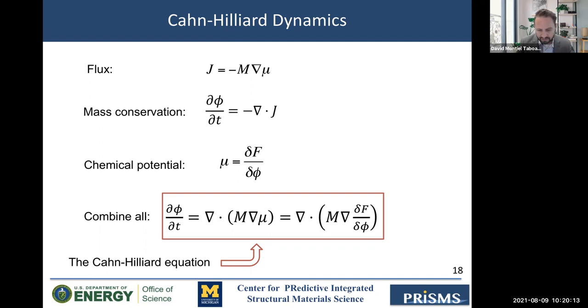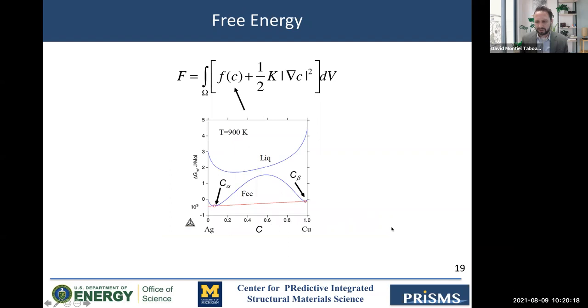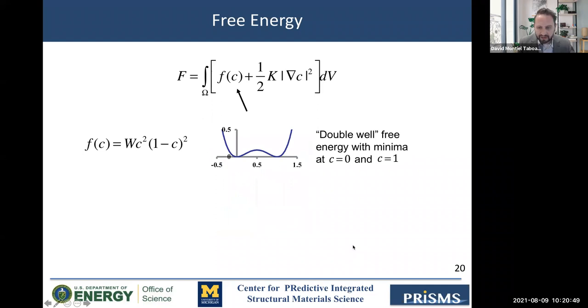The simplest approximation for the free energy of the system contains two terms. The first one considers the energy from a homogeneous phase as a function of concentration, and you can get that from a thermodynamic database like Thermo-Calc. By the way, I just noticed that this term is written in terms of C, not phi, but from now on we're just going to write C, and this C means rescaled concentration. In practice, a simple polynomial approximation is good enough to approximate this form, and this form is usually called a double well.